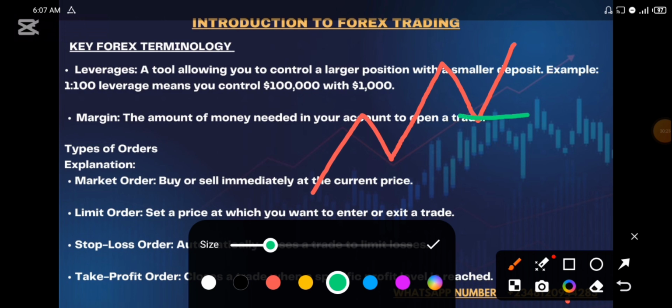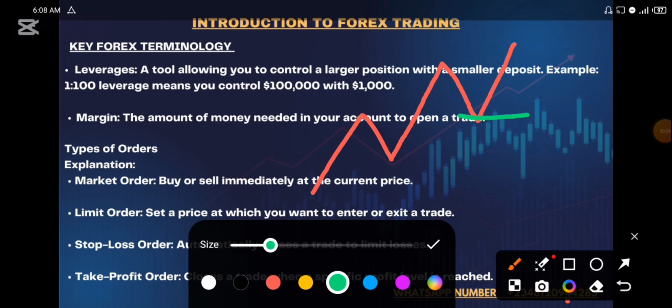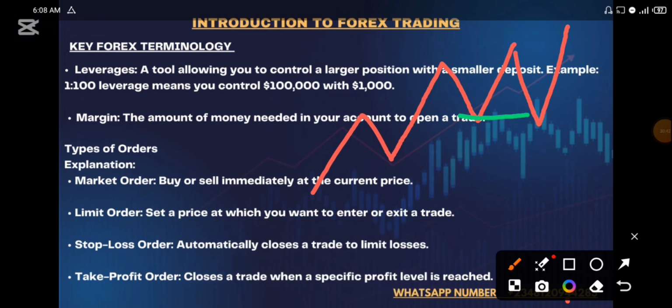So what are you going to do? You are going to set an order on that green zone, saying that if the market should get to that green zone, you want the market to put you in and carry you along if it starts going up. That is just simply what you're saying. So once you set an order there and the market gets to that order, automatically you enter the trade. You understand? So that is called a limit order. That is called what? Limit order.